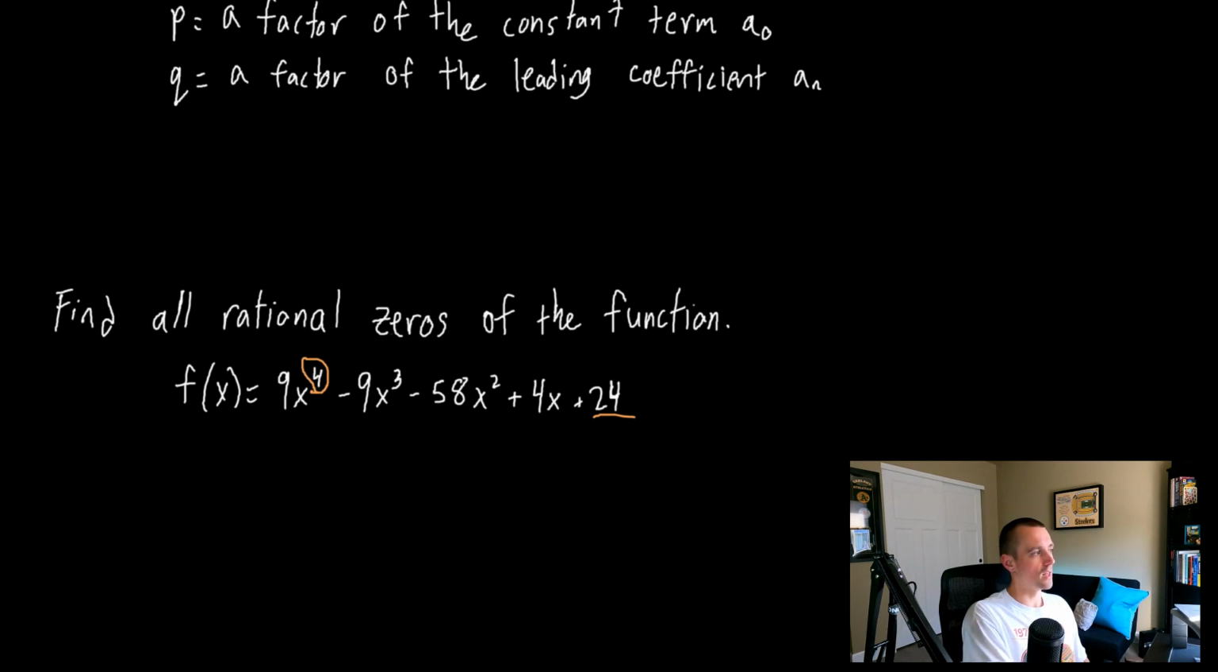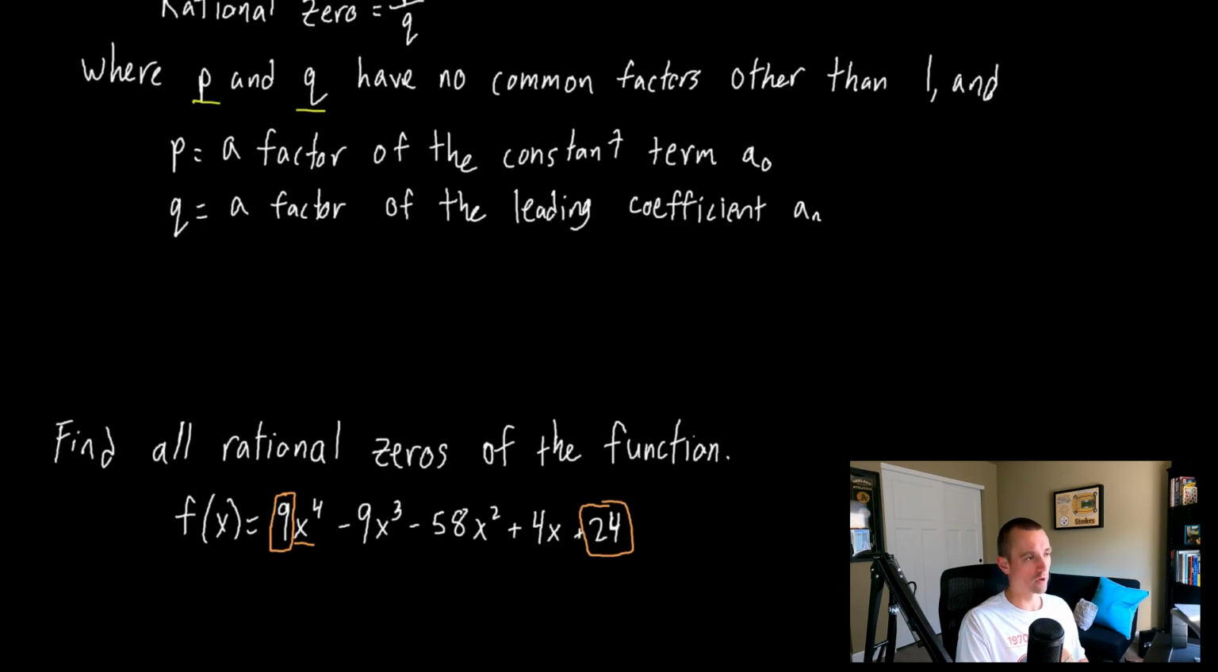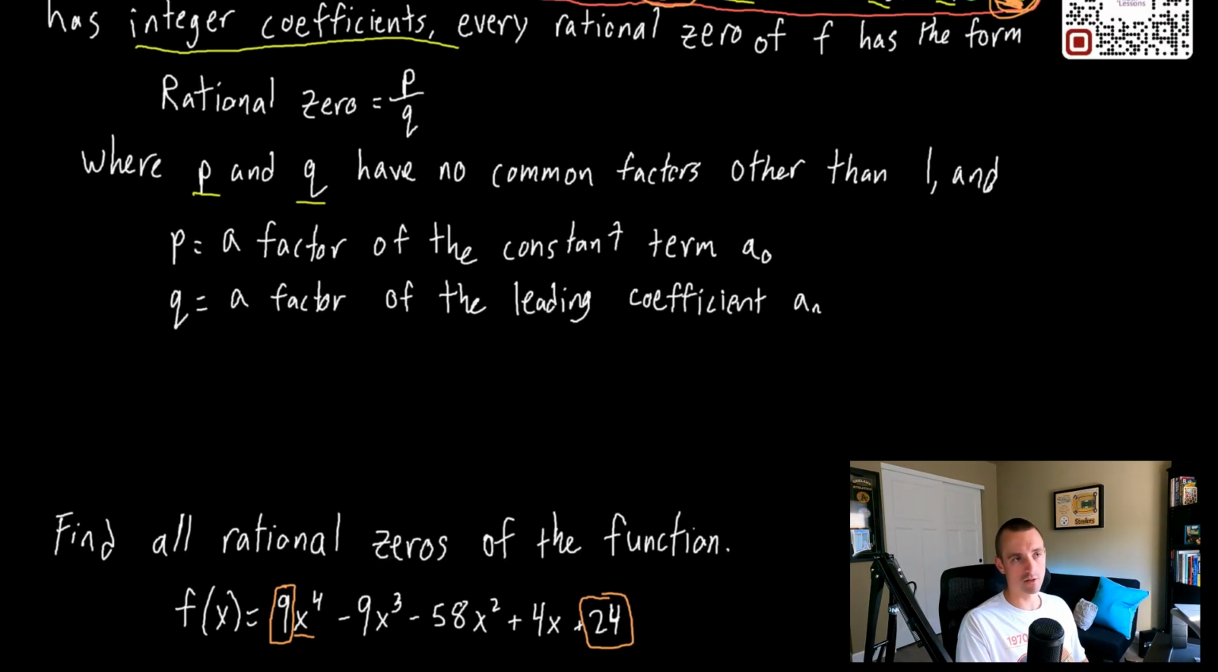We don't really need the highest powered x term. What we really need is the coefficient. So in this case, x to the fourth is our highest powered x term, and what we really want is the coefficient 9. And then we want the constant number out here, 24. So we have 9 and 24. Let's go back to this rule here, the rational zero test. What does it tell us we can do with that?